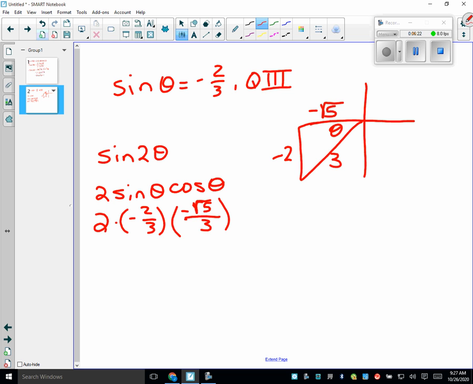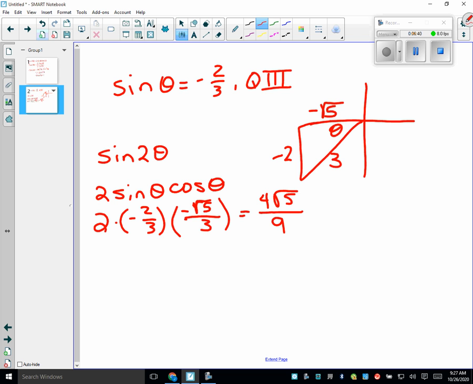What's my numerator? I think it's 4 radical 5, because I just multiply the numbers outside the radical and the numbers inside the radical. What's my denominator? 9. And that's my answer.